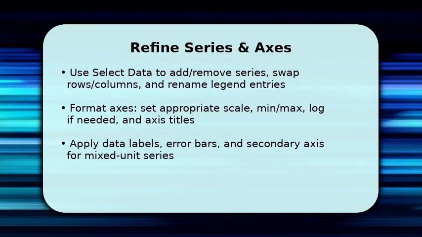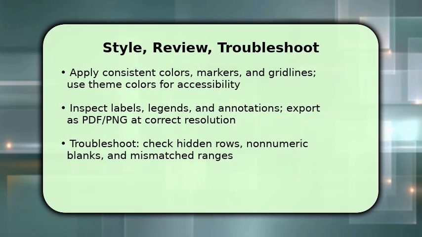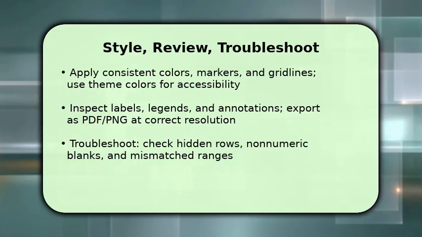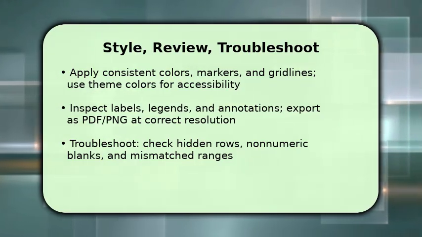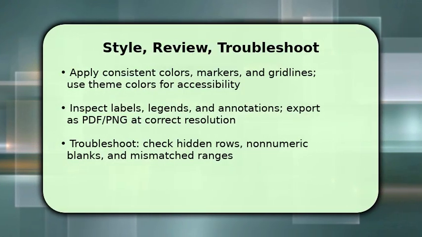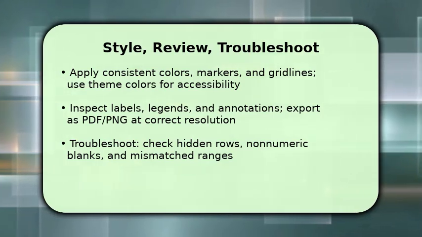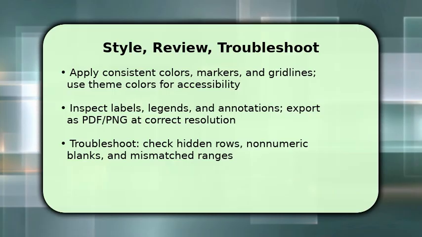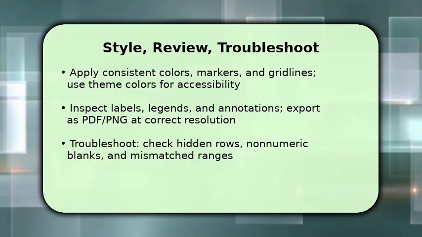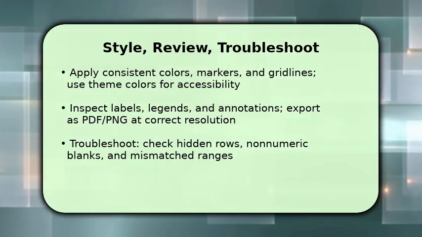Also attach data labels, or error bars, to communicate magnitude and uncertainty effectively. Finish by styling and reviewing the visualization for communication and accessibility. Choose consistent colors and markers, reduce clutter by adjusting grid lines, and use theme colors to maintain contrast. Once satisfied, inspect labels, legends, and annotations for accuracy, then export at the needed resolution as PDF or PNG.